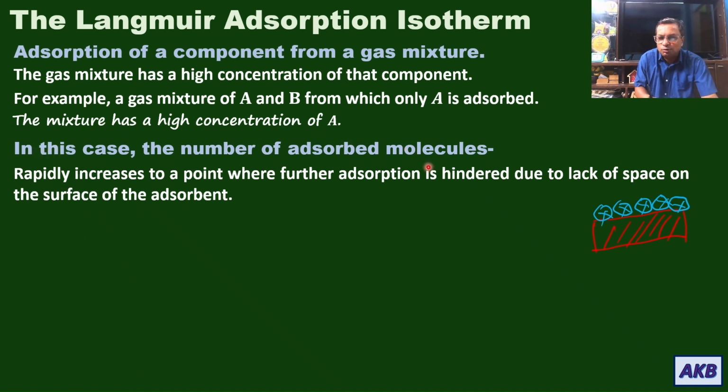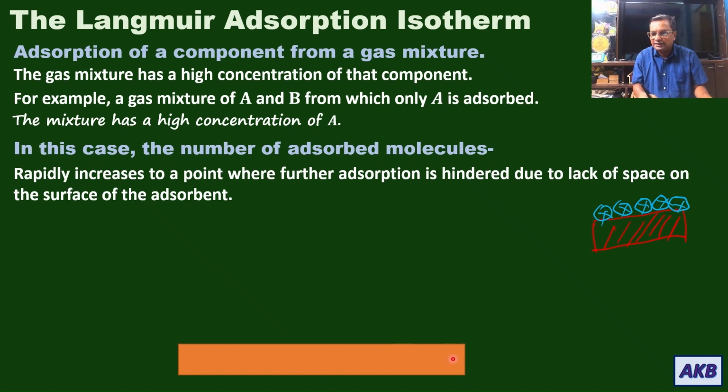So the number of adsorbed molecules rapidly increases to a point where further adsorption is hindered due to lack of space on the surface of the adsorbent. As the adsorption proceeds, the space gets occupied, and due to this lack of space, it acts as a hindrance to further adsorption. I hope the concept is clear to you. If you have any doubt, please mention that in the comment section.